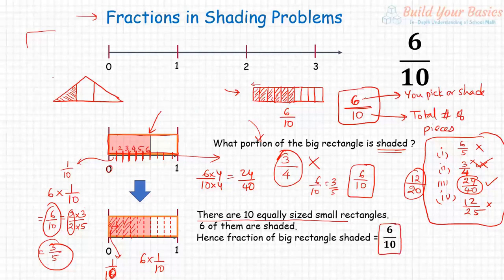Okay, now one problem here. I am giving this one. Do you see this triangle? There are 3 pieces: piece number 1, piece number 2, piece number 3. What fraction of this big triangle is shaded? We can't correctly tell that because the pieces are not equal. You cannot say one out of 3 pieces is shaded, so the answer is 1 by 3.